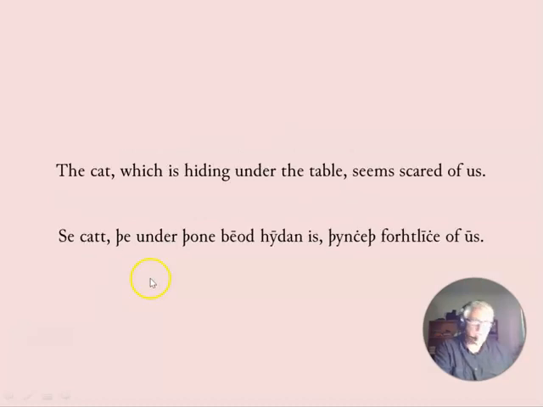Okay, the cat, which is hiding under the table, seems scared of us. Se cat, the under thona beard hudan is. Thuncheth varcht liedje of us. Thuncheth seems, and then scared varcht liedje. This was a main clause. Se cat thuncheth varcht liedje of us. The cat seems scared of us.